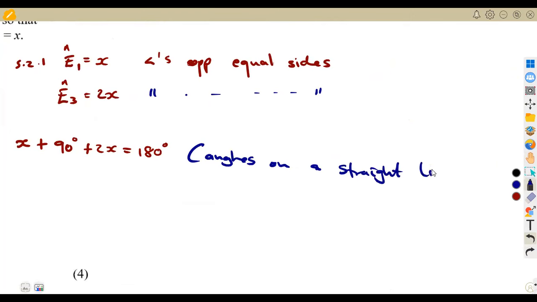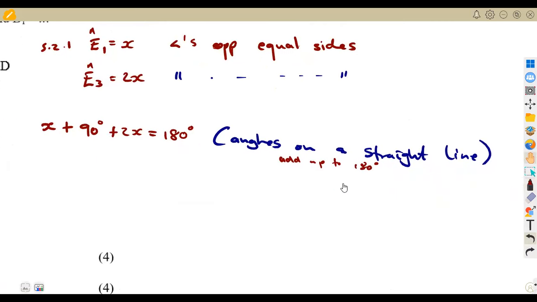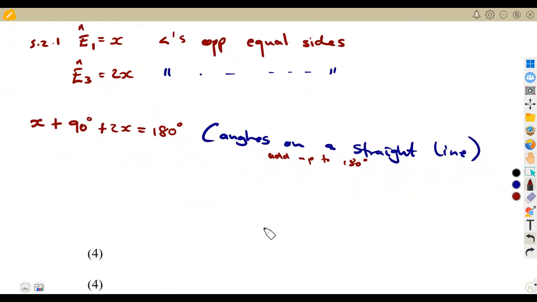Like I said, angles on a straight line add up to 180 degrees. We know that, right? So it is of this nature that you formed an equation that you're supposed to solve for x, because already we have everything. We're going to collect the terms with x together. That is x and x, which is 3x. This is the same as 1x, so it's 1 plus 2, which is 3x plus 90 degrees is equal to 180 degrees.